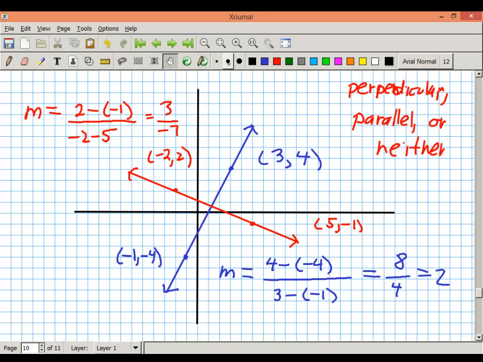So if you compare these two slopes, you've got 2 with negative 3 over 7. They are not the same, so obviously these lines are not parallel. Not only that, they're also not opposite reciprocals. So that means these lines, although they look perpendicular, they are not. And so we have to say that these lines are neither parallel nor perpendicular. Okay?